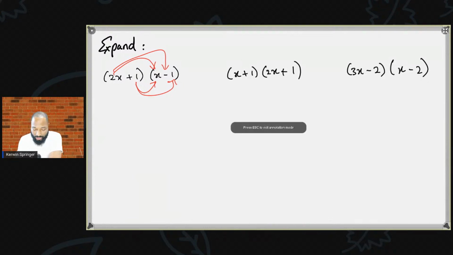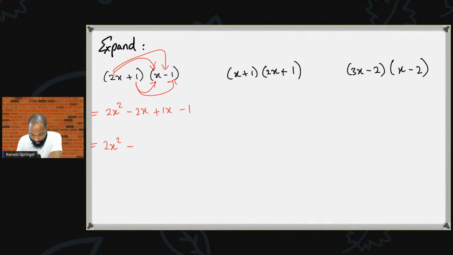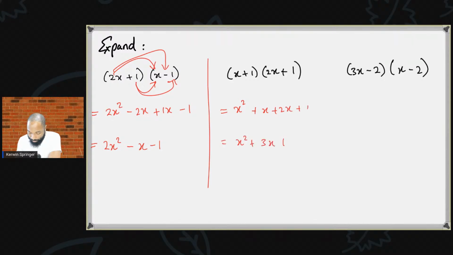So 2x by x is 2x squared. 2x by negative 1 is negative 2x. 1 by that is 1x. And then you have negative 1 here. You have to pay attention to the signs. And then you simplify. So you get 2x squared minus x minus 1. Right, so this one would be x squared plus x plus 2x plus 1. So this one will be x squared plus 3x plus 1.